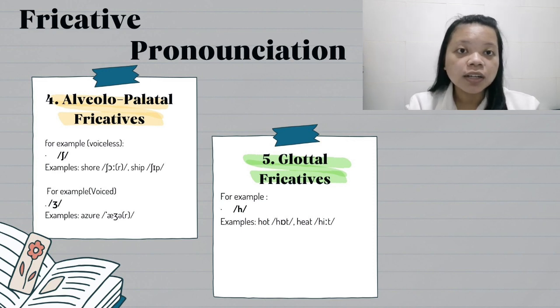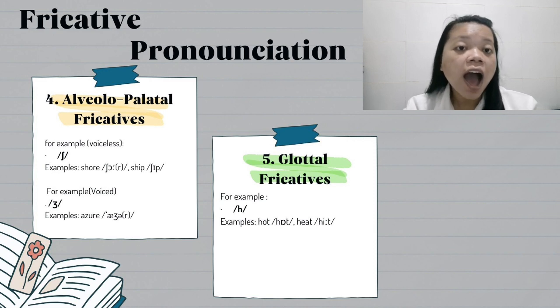And the fifth, glottal fricative. For this final category of fricative, the back of the tongue moves up against the gum line behind your upper teeth. For the example, you can pronounce like ha, ha. The examples are hot and heat.